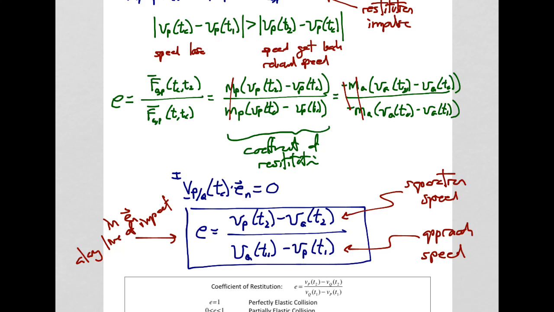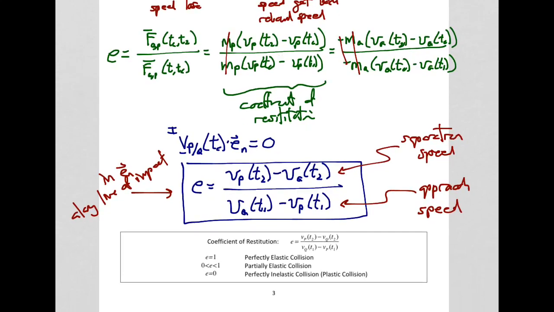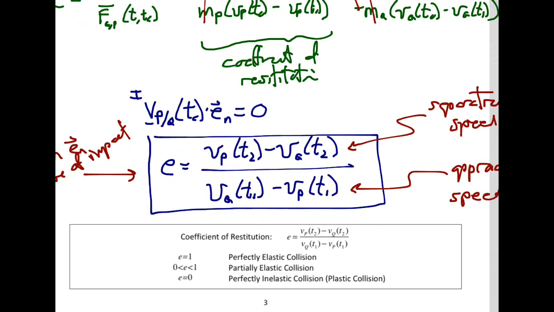That stays the same. So now we have a separation speed in the EN direction. And so you can see now that this coefficient of restitution can vary. If your separation speed, which is the numerator, is equivalent to the approach speed, then what we have is a perfectly elastic collision. And that tells us that no energy has been taken out of the system during the collision. So that means that our kinetic energy before is the same as our kinetic energy after, because of this separation speed being the same as the approach speed.